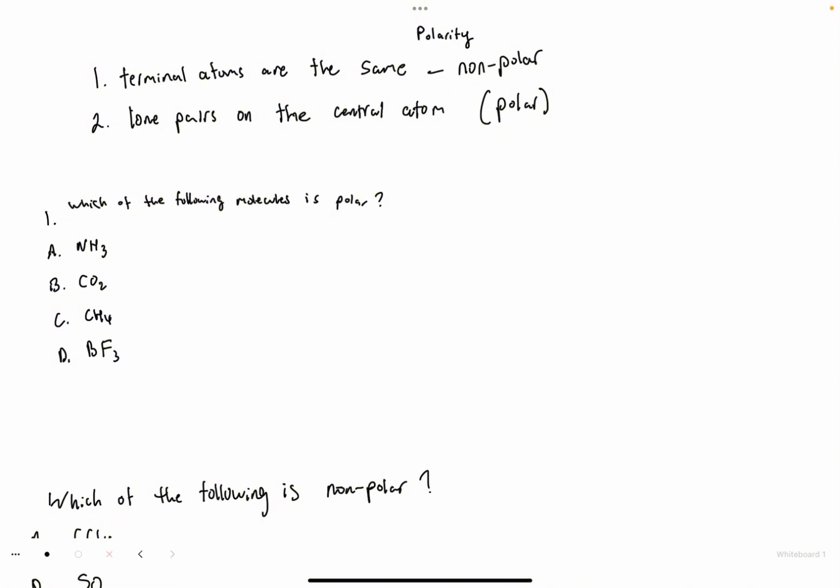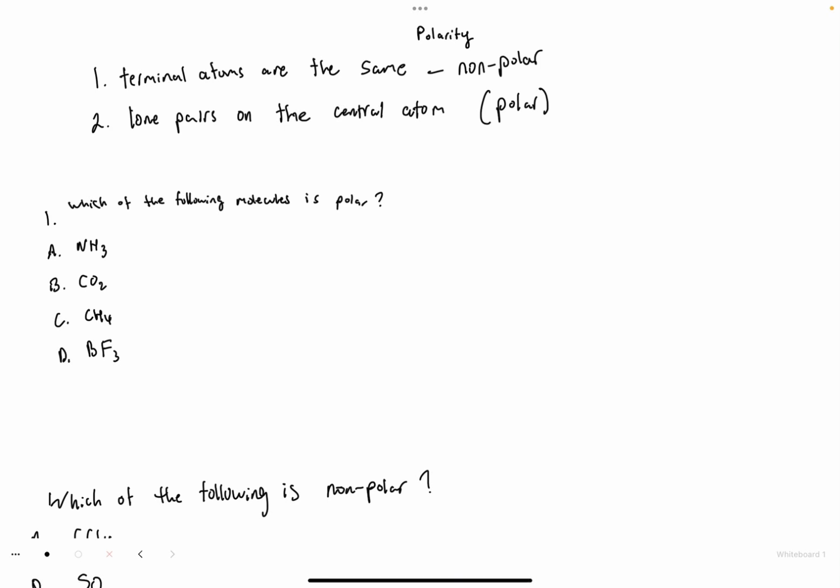Given the fact that drawing Lewis structures is the first step of identifying if any molecule is polar or not, it is very important to understand your fundamental Lewis structures. So let's draw all these structures. This is a way to keep on practicing Lewis structures and to also now identify ways to see if it's polar or not. Again, if the terminal atoms are the same, it's usually going to be nonpolar, and lone pairs on the central atom would be polar. So let's see.